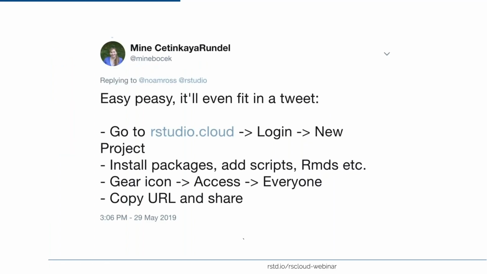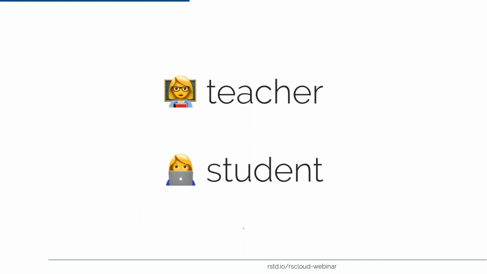This is how easy it is. The instructions fit into a tweet. So that's less than 280 characters. Go to RStudio.cloud, log in, create a new project, install any packages, add any scripts or markdown documents that you want to share with your students, change the access level to be available to everyone, copy the URL, and share it with your students.